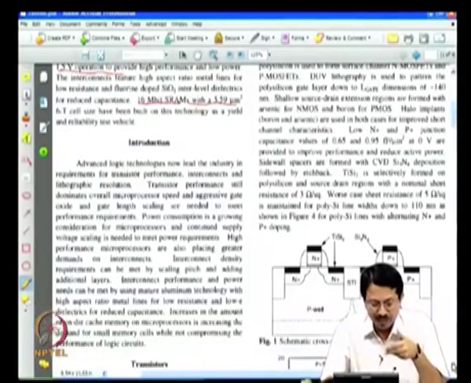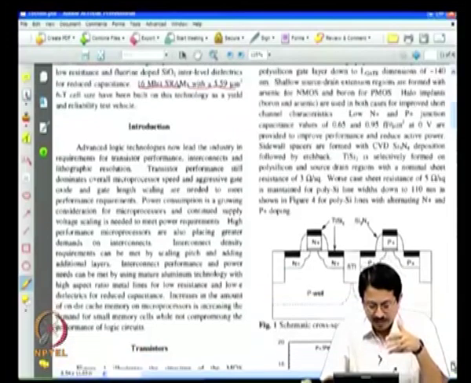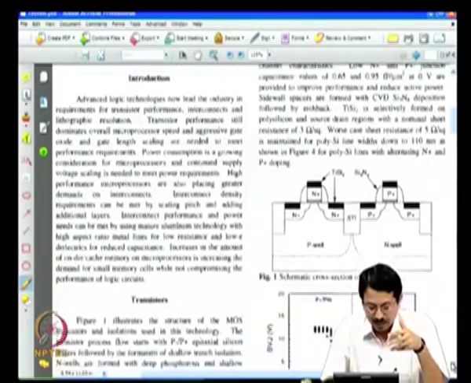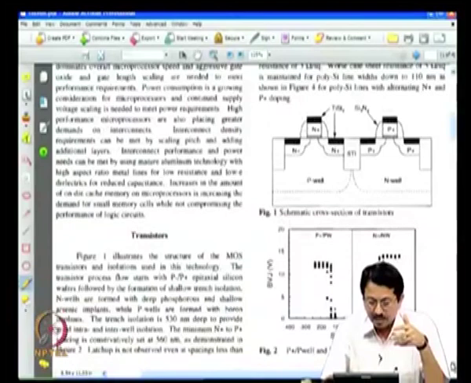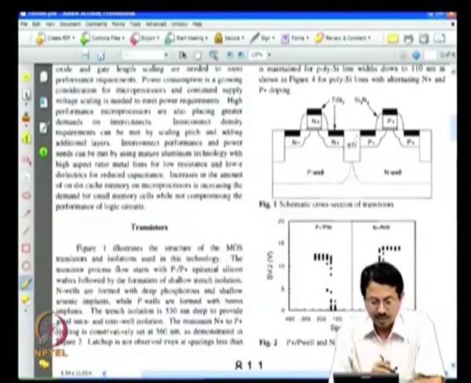And they give the introduction, why you need scaling and all that. That is very typical. Now let us come to the transistor. The transistor is illustrated in this figure. You have CMOS technology, with an N channel and a P channel transistor.